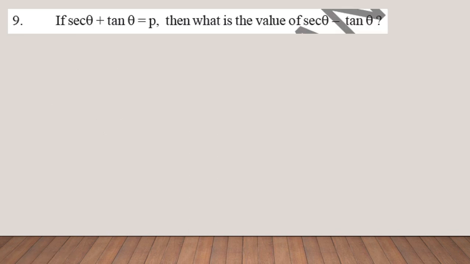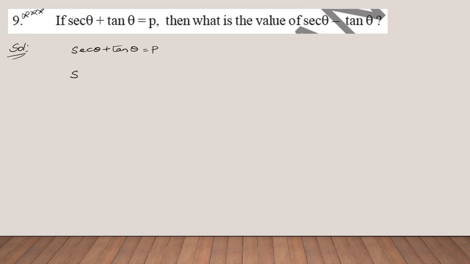Next, moving on to question number 9. So this question and the next question, these two questions are very important. So first of all, what is given? Secant theta plus tan theta is equal to p. So secant theta plus tan theta is equal to p is given, right?